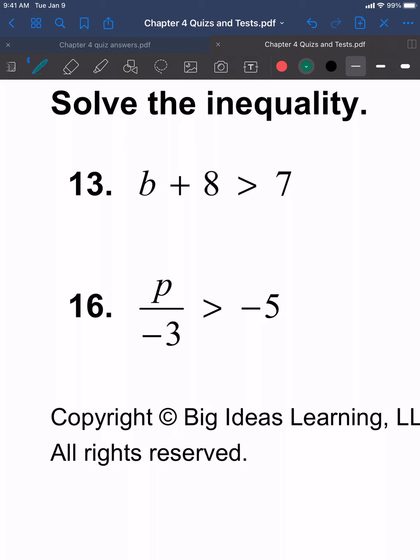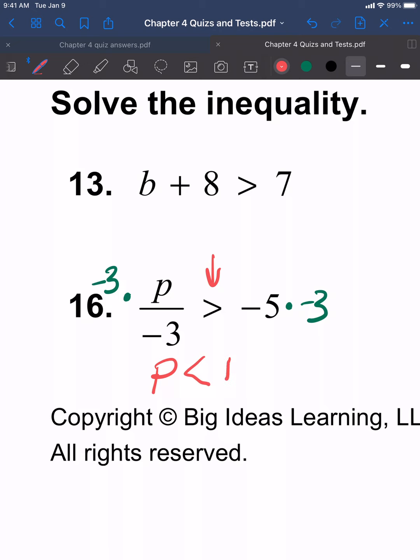Tyrus, if I wanted to get P all by itself, what should I do? You got it. What alarms should be going off in your head right now? The flip. Why am I flipping? Because it's a negative 3. Very good. I'm multiplying by a negative. So it's going to be P is less than. What is negative 5 times negative 3?